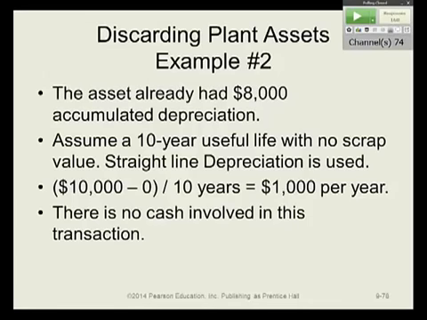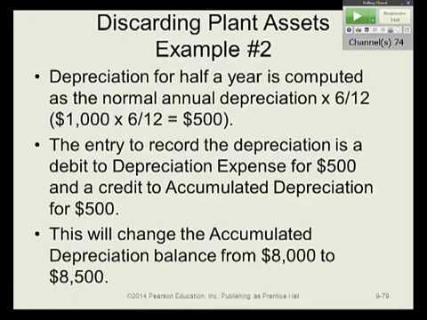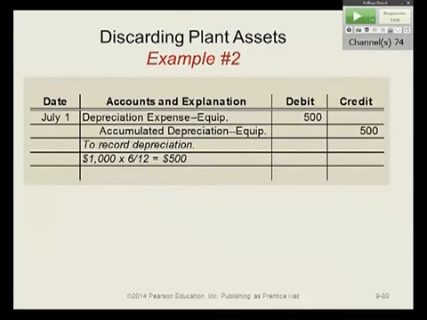All right, let's see if we can make the entry. So again, there's no cash involved. And obviously you have to take, and they're doing it by month, half a year. So we need to record half a year's depreciation of $500. We've got to bring the accumulated up to 85. The journal entry you'd have to make, and notice the date is July 1.